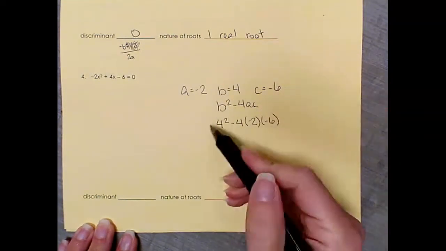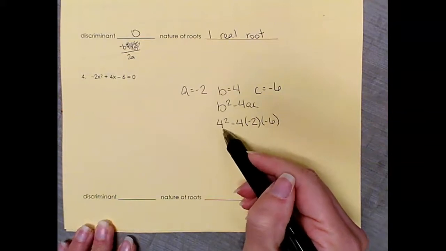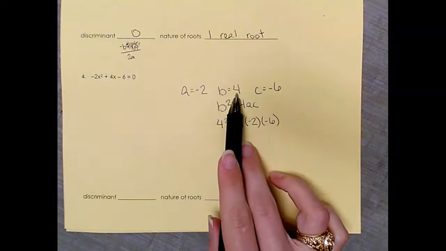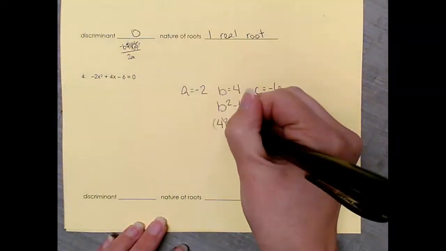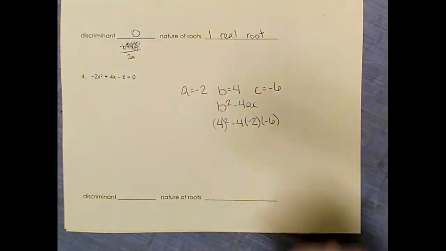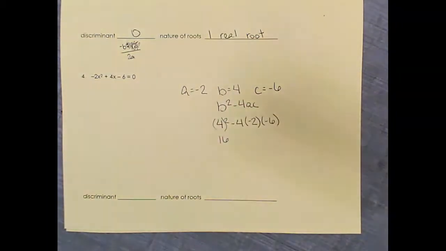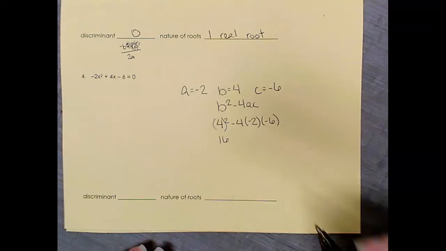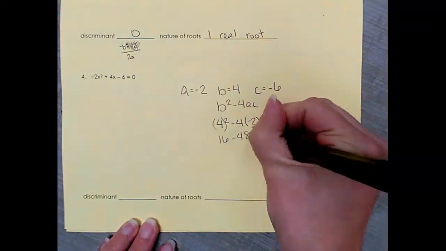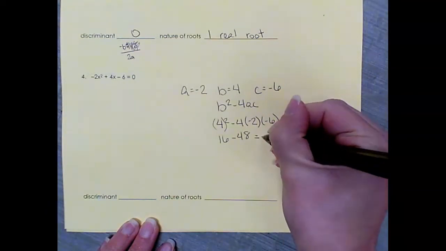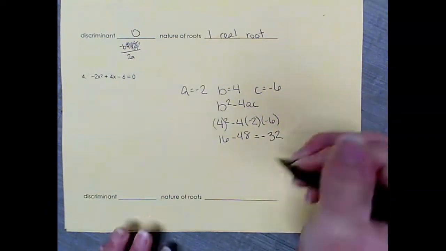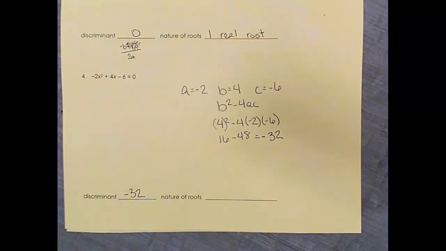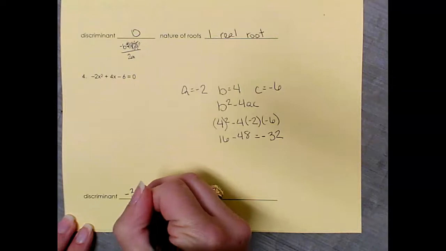By the way, I didn't put parentheses around this, not because of any other reason except it's not absolutely necessary. The 4 wasn't negative, but I could put them around it if I wanted to. So 4 squared is 16. Negative 4 times negative 2 is 8. 8 times negative 6 is negative 48. And if I subtract, I'm going to get a negative 32. So that's my discriminant. Well, folks, what happens when you take the square root of negative 32?